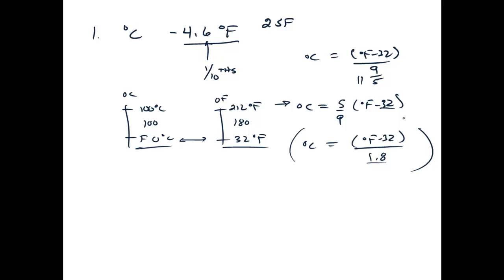So again, what I want to point out here is that this is an exact number and this is an exact number. So when we go to calculate our answer, we're going to take the measured value, negative 4.6, and we're going to subtract 32 from it. All right, let's do that first. And when we do that, we're going to get for an answer negative 27.4.